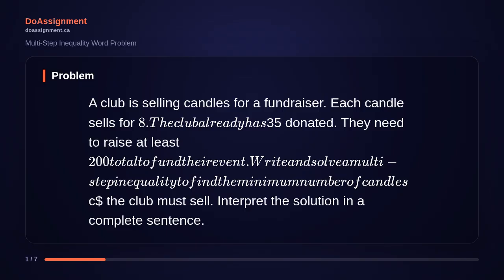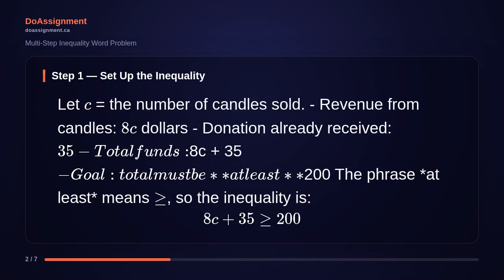Now, let us work through the solution step by step. We let C represent the number of candles sold. Each candle earns $8, and there is already $35 donated, so the total funds equal 8C plus 35. The club needs at least $200 total, and at least means greater than or equal to, so we write 8C plus 35 is greater than or equal to 200.